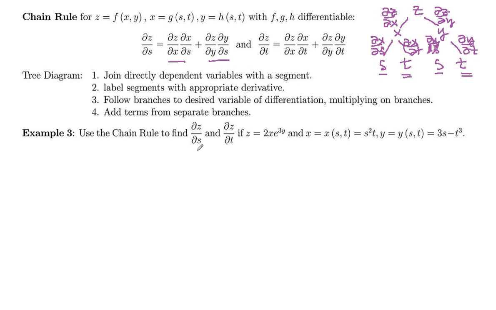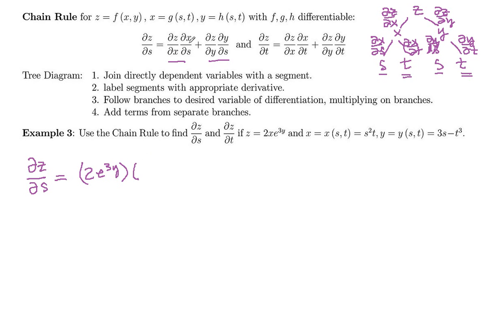So let's use our chain rule to find dz ds. Let's do that first one. So you can write out all the pieces separately if you want to, or you can just compute them as you're plugging into the formula. So dz dx, we want an x derivative here. That means x is the variable, y is a constant. So e to the 3y is a constant, 2 is a constant. You differentiate a constant times x, you just get the constant, 2e to the 3y. So that is our dz dx.